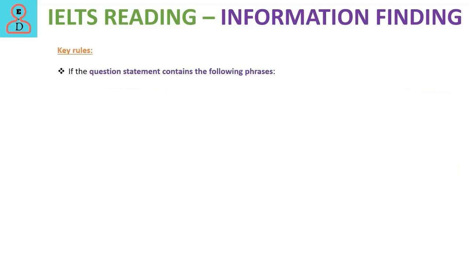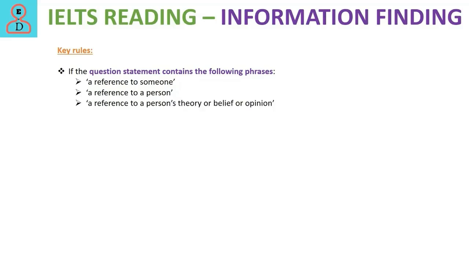First, you need to remember some key rules for solving this type of questions. First rule is that if the question statement contains the following phrases: a reference to someone, a reference to a person, a reference to a person's theory or belief or opinion, then the answer paragraph must have a person's name in it.